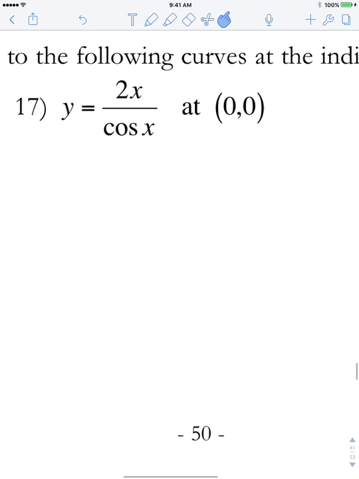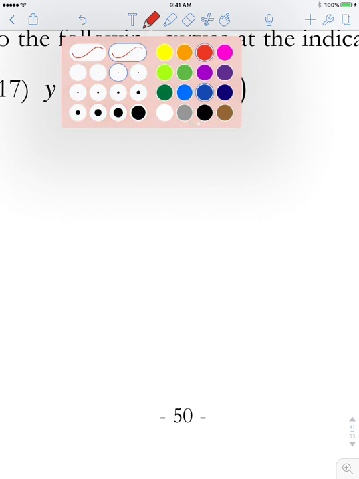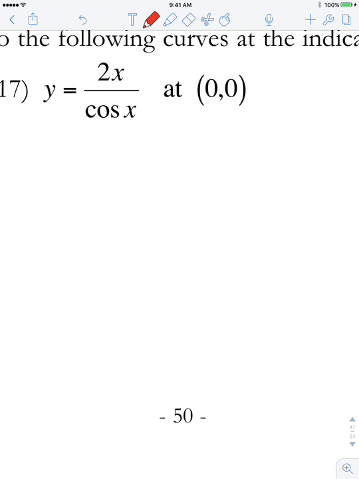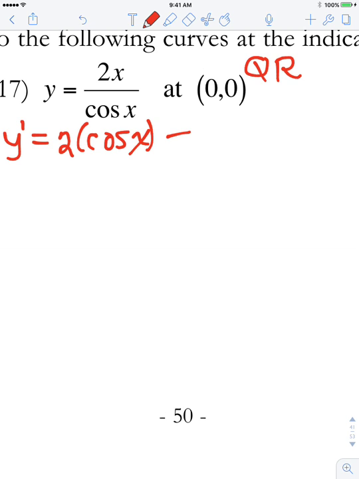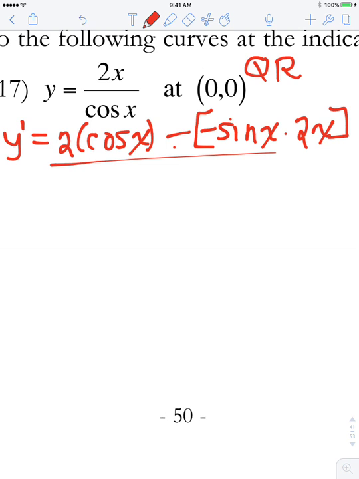Let's go right to number 17. And here we're going to have to use the quotient rule. So let's see, y prime equals d high, which is 2 times cosine of x minus, I'll put brackets here. I like to put brackets because it reminds me to distribute that negative sign, minus the derivative of cosine, which is negative sine of x, times the numerator, which is 2x, and the whole thing is over cosine squared of x. And I'm not going to worry too much about simplifying because we're going to evaluate it at a number anyway. All right, so that's my slope.